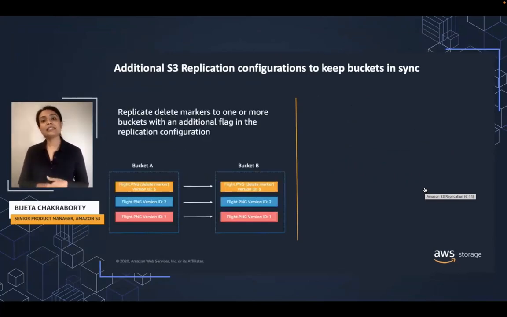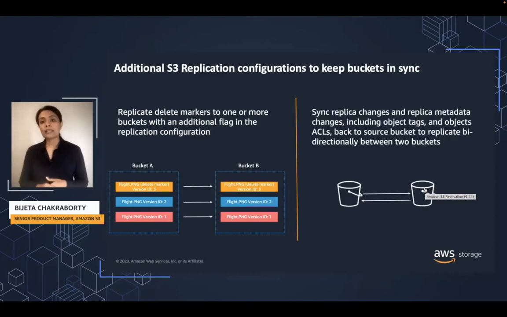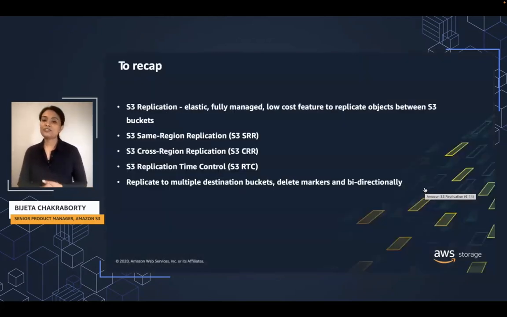The first one is delete marker replication. By enabling delete marker replication in your replication configuration, you can replicate user deletes in your source bucket to the destination bucket. Next, let's talk about replica modification sync. Customers have told us that they want to replicate bidirectionally between source and destination buckets. And that's why we now have the ability to replicate your object and metadata changes from the replica back over to the source bucket. Let's recap.